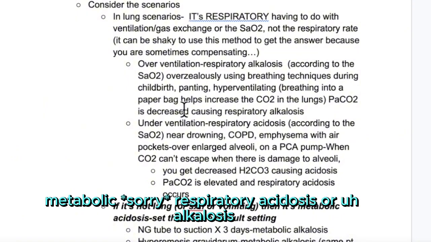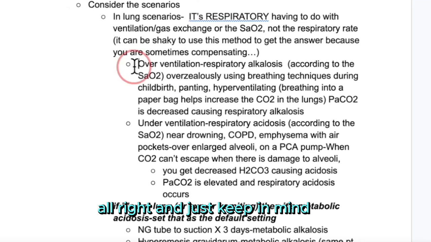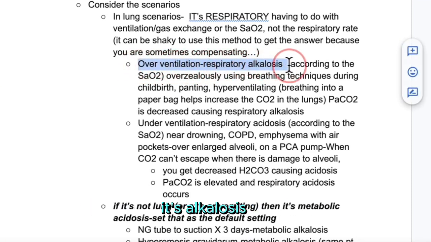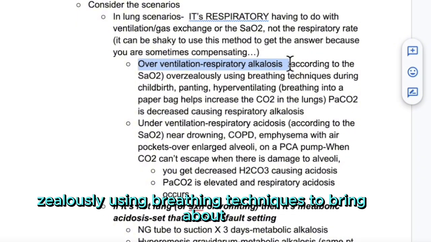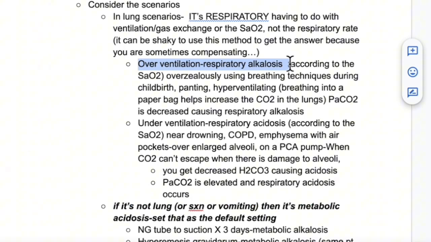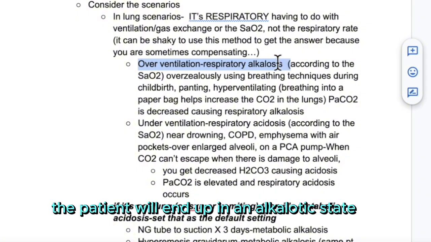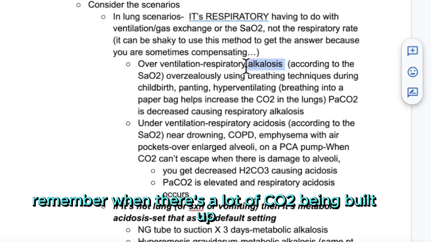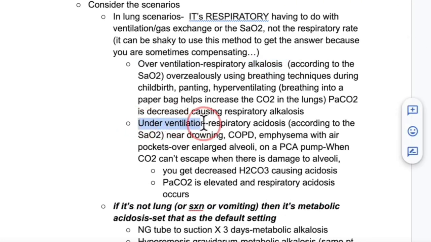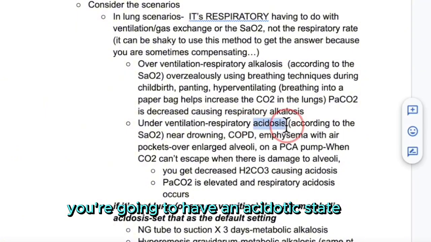If it's a lung scenario, there's a large chance, most likely, your patient is experiencing respiratory acidosis or alkalosis. And just keep in mind that when they're overventilating, it's alkalosis, because they're overzealously using breathing techniques to bring about a lot of CO2 being let off. And when there's a lot of CO2 being lost, the patient will end up in an alkalotic state. Remember, when there's a lot of CO2 being built up, as in underventilation, you're going to have an acidotic state.